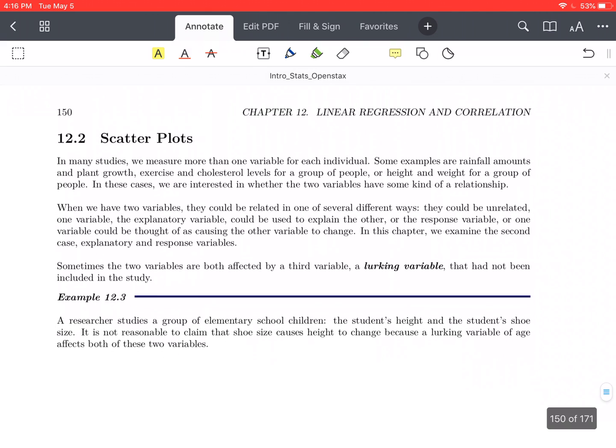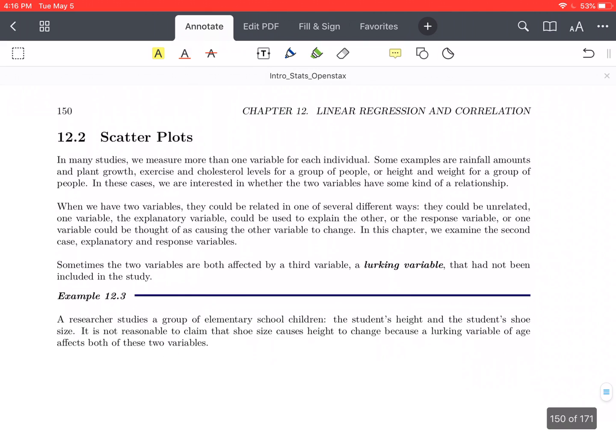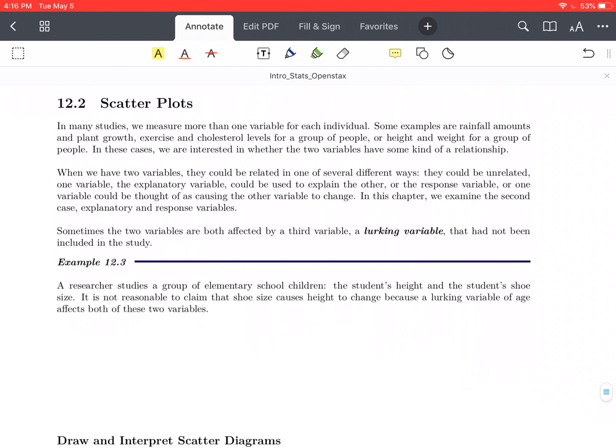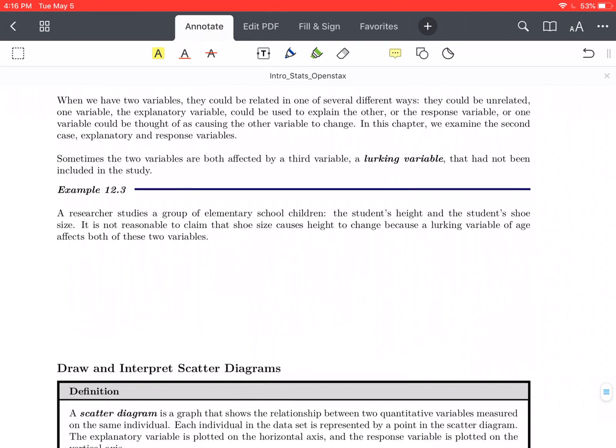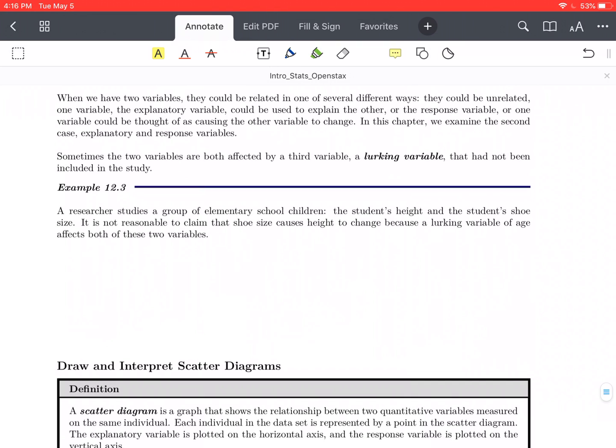So that's 12.1. Let's go ahead and look at section 12.2, talking about scatter plots. The idea of the scatter plot is that we're going to be able to look at a lot of different data and see it all on one graph. That's going to allow us to determine if there are any relationships or trends among the data, because we can visualize it a lot easier if it's in a graphical form.